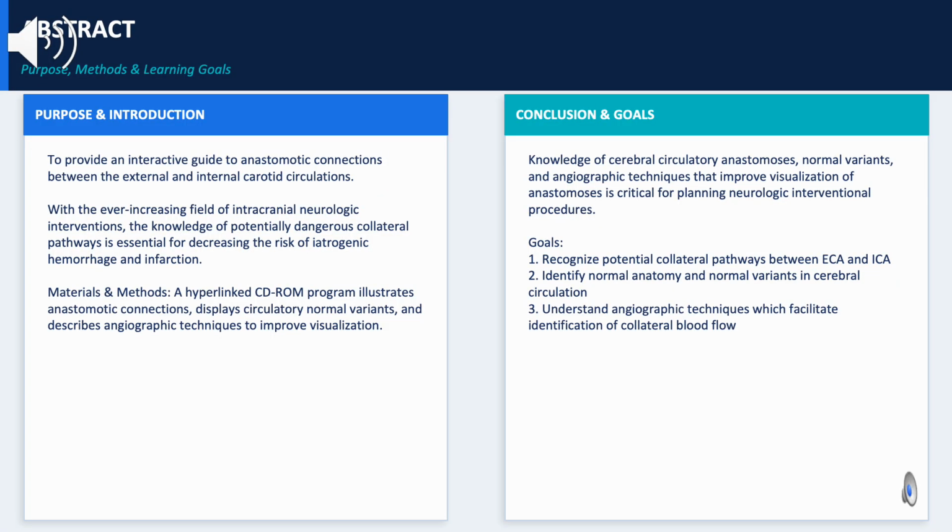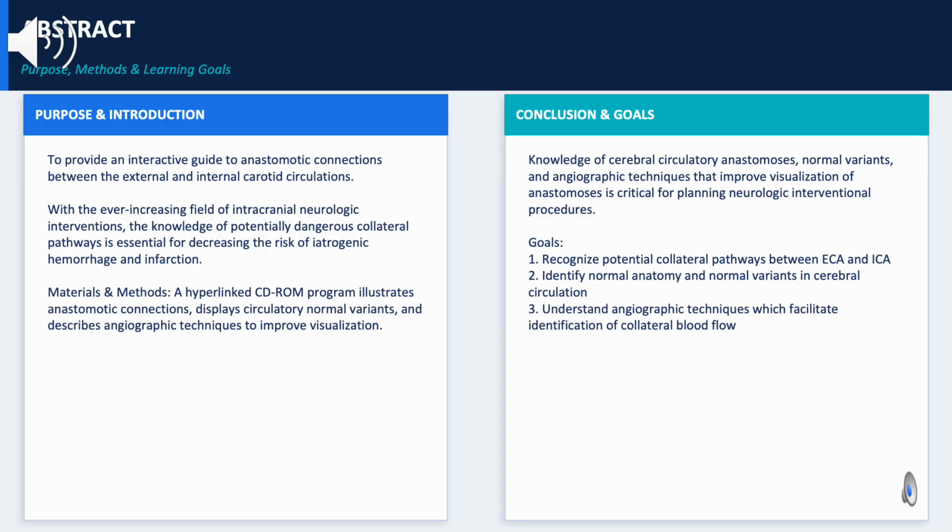The core clinical problem is straightforward, as intracranial interventions, embolization, stenting, aneurysm coiling, and tumor devascularization have become standard of care. The risk of inadvertent stroke or blindness from unrecognized collateral pathways has grown proportionally.